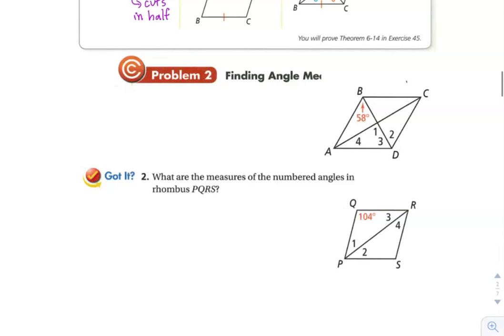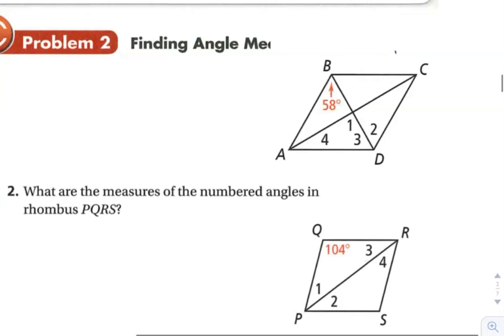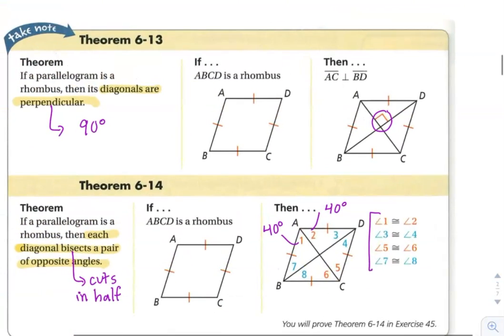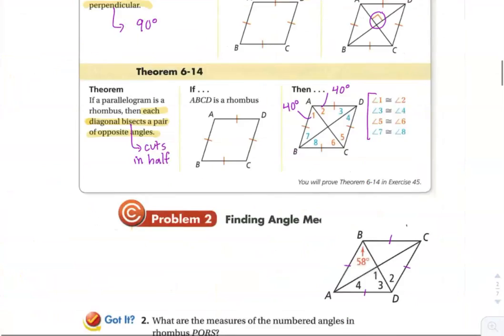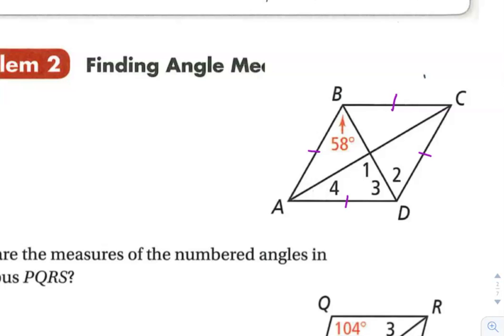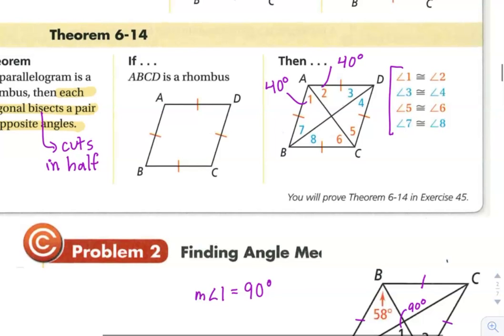So let's apply this and solve some problems here. If we look at this example, we'll assume it's a rhombus. What are all the missing angle measures? Let's take a look at the first theorem that we talked about. We know that our diagonals create 90-degree angles, so that means I can label angle 1 as 90. The second theorem tells me that my diagonals bisect each vertex.